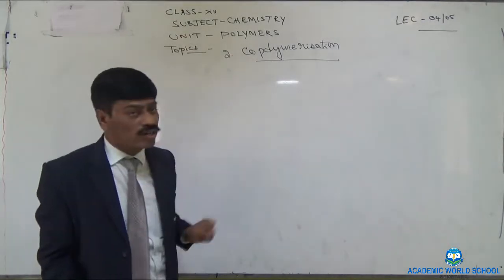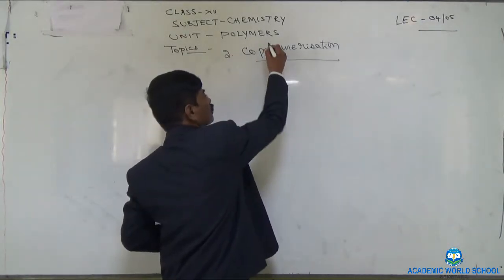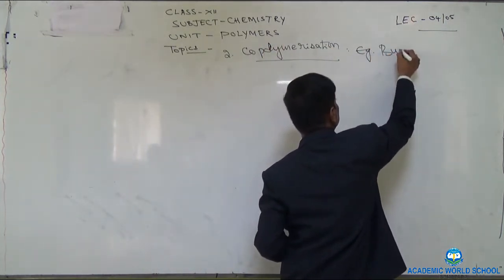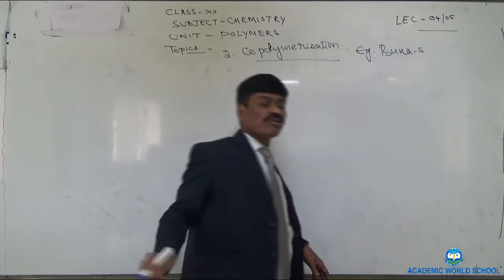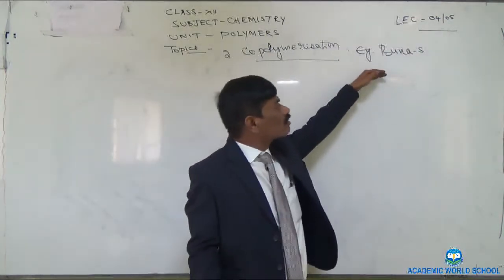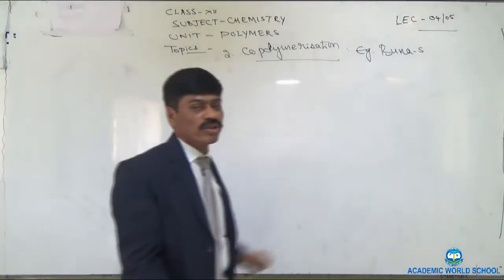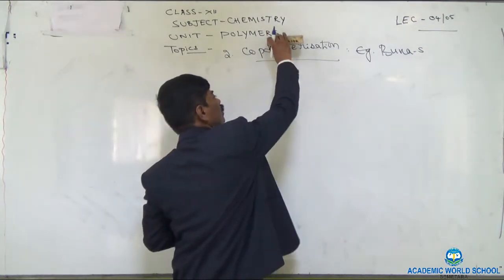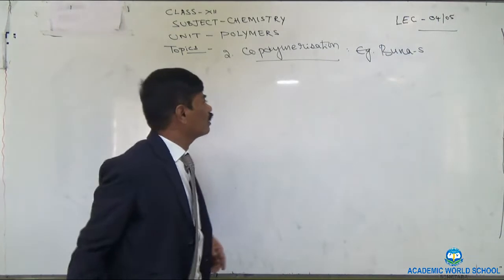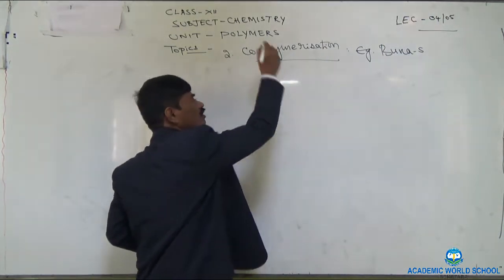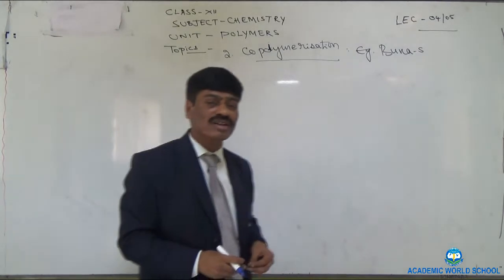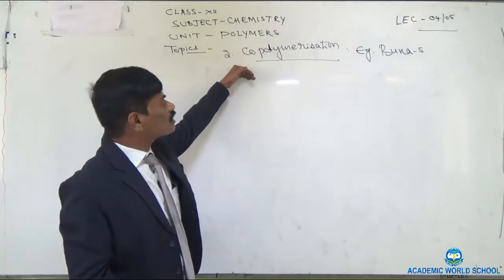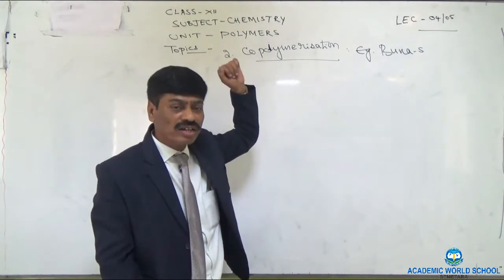In your syllabus, under copolymerization, what is included is Buna-S. So, we are going to see the properties, uses and preparation of Buna-S. Concept, let us see once again. Copolymerization means it is a polymerization reaction where two different types of monomers are involved. If the same type of monomers are involved, then it is said to be homopolymerization. So in copolymerization, we should have two different monomers.